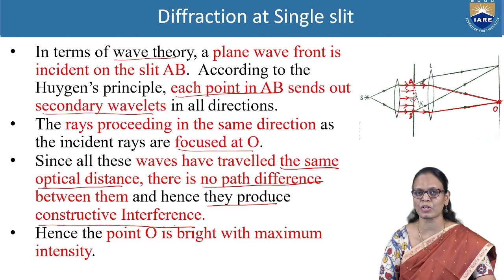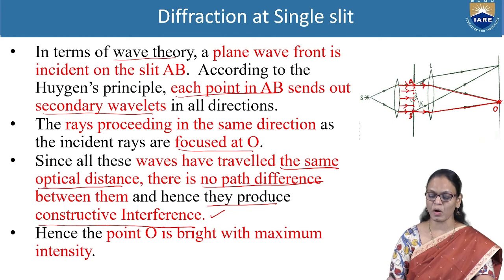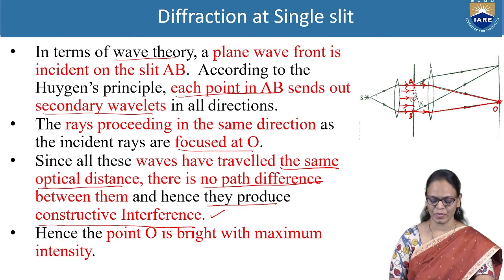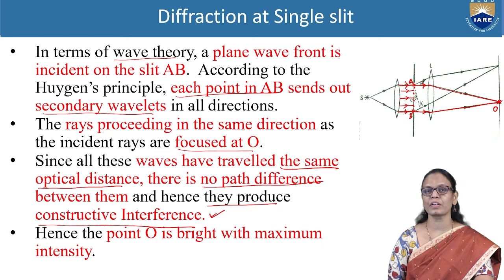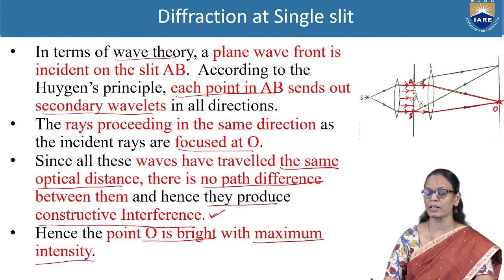When we discussed different types of interference, we clearly understood the conditions. When do we have constructive interference and when do we have destructive? The first condition is there should be no path difference, or the path difference should be an integral multiple of lambda. Then in all such cases, we get constructive interference. Because here the rays are traveling the same distance, there is no path difference. So they will be in phase. And because they are in phase, it gives rise to constructive interference. Constructive interference gives rise to a bright spot with the maximum intensity. So the central band here is a bright band with maximum intensity.